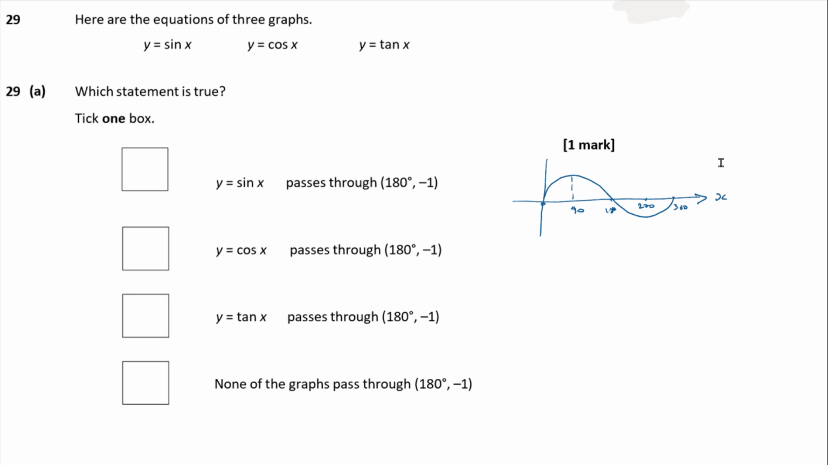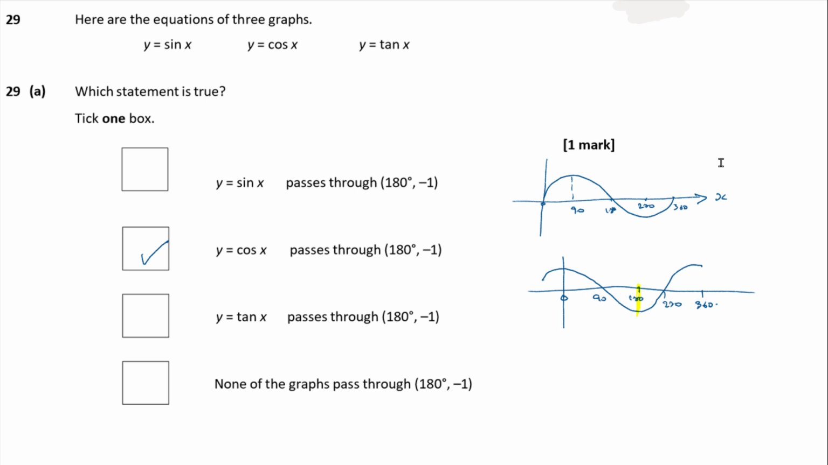Okay, y equals cos x. Does that pass through (180, -1)? Well, it starts off looking like sine, but it's slightly out of phase, isn't it? Because the tallest point of your cosine curve is when x is 0. So it's 1 at 0, 0 at 90, at 180 it's minus 1, then at 270 it's 0 again, and at 360 it's up to 1 again. So yes, this one is going to be minus 1 at 180, so that is the one I'm going to tick.